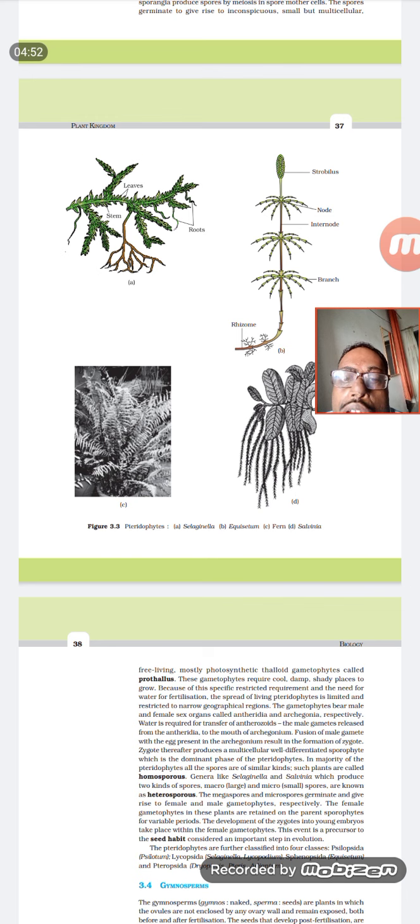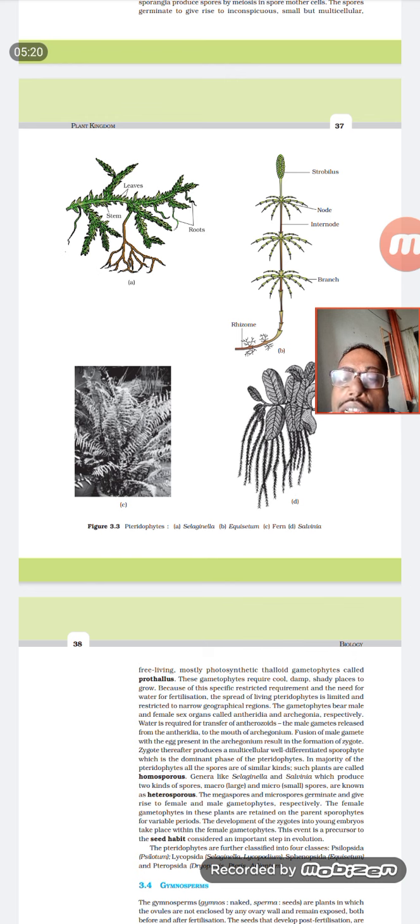And the majority of the pteridophytes are homosporous in nature. Spores are of the same size, and in some cases they are heterosporous, where spores have different shapes and sizes. These spores have the capacity to survive for a longer period of time wherever they are, and they are the precursors of the seed habit.